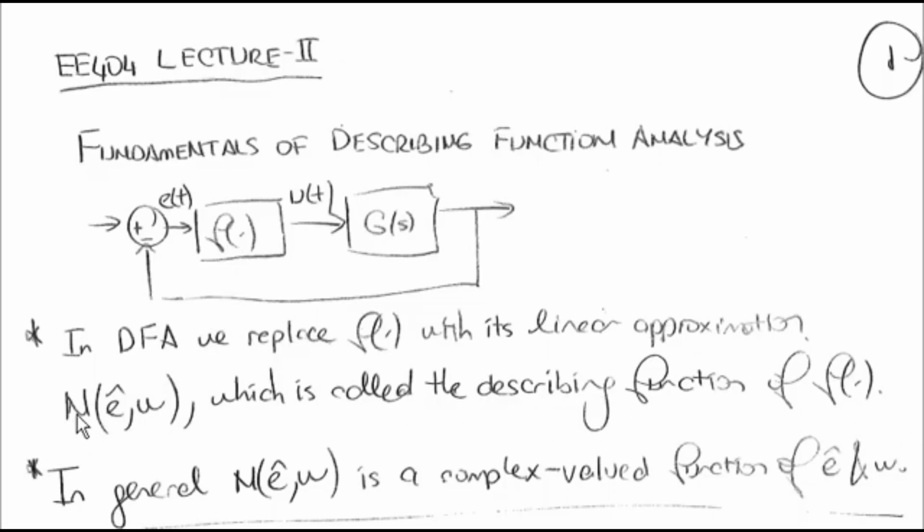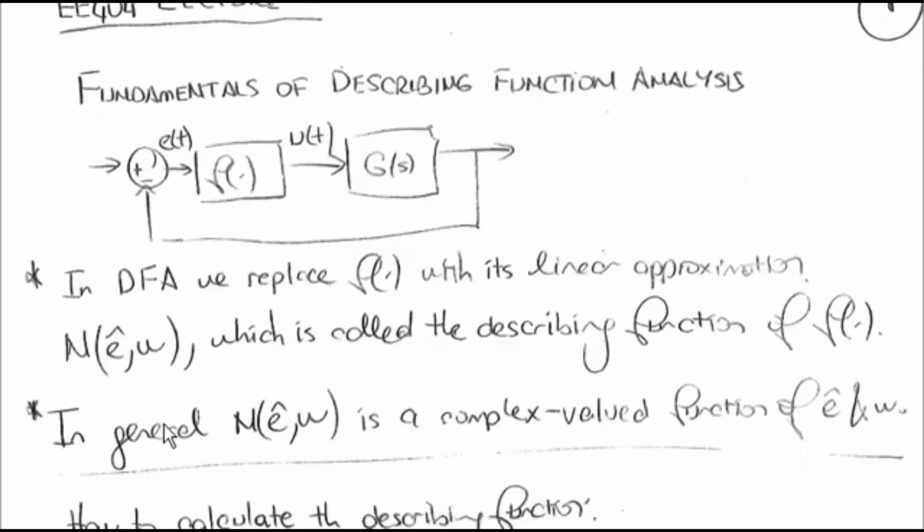We show it with the capital N here, and in general it is dependent on the amplitude of the oscillations and the frequency of the oscillations that we are going to be encountering here. Since it's a frequency domain quantity, in general this is going to be a complex number. We will see when this turns out to be a real quantity, and when it is actually going to be a complex quantity with non-zero imaginary part.